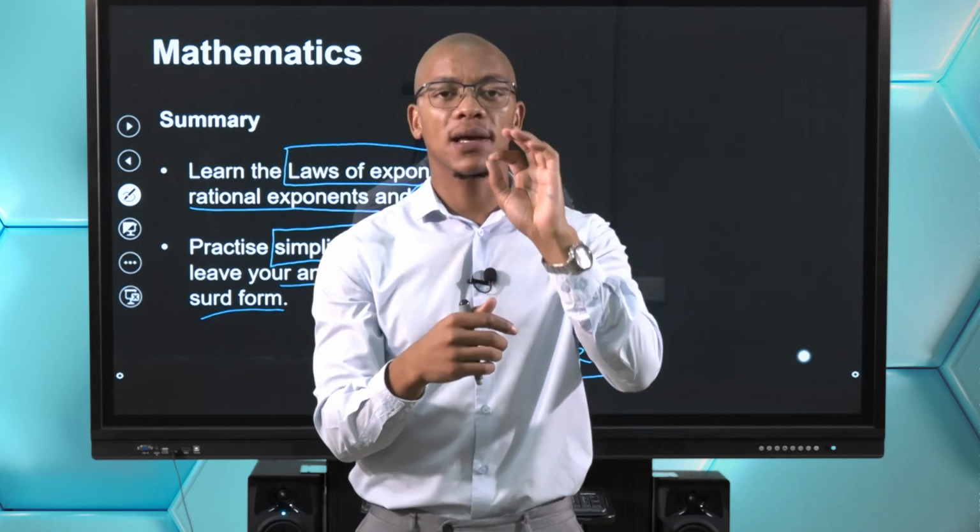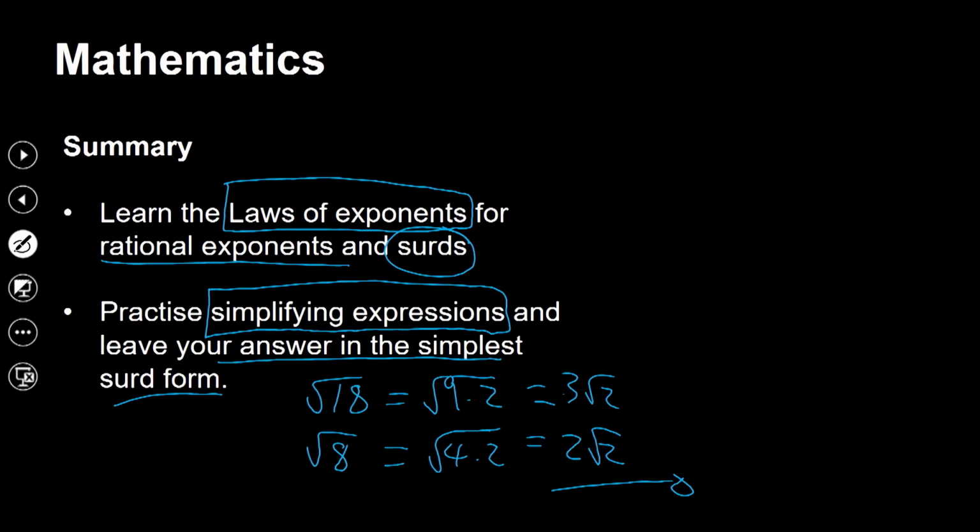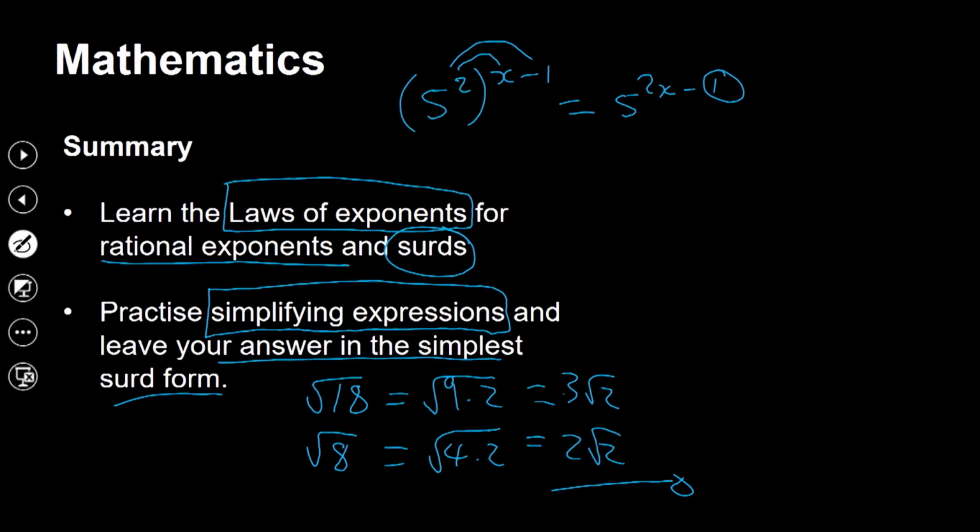If maybe I have, let me just write it down for you, 5 to the exponent of 2 and then x minus 1. Always multiply it with both of them, because some people just say this is 5 to the 2x minus 1. This is incorrect. Why? Because the 2 must be distributed to both of them. So even that one must also be a 2.